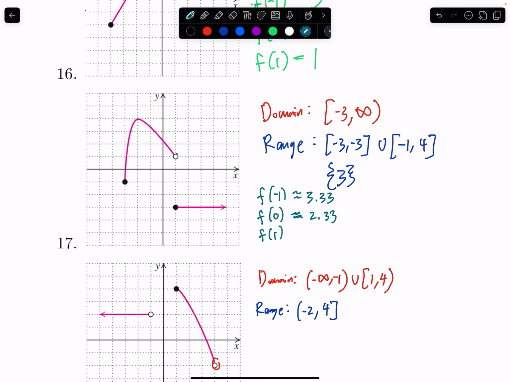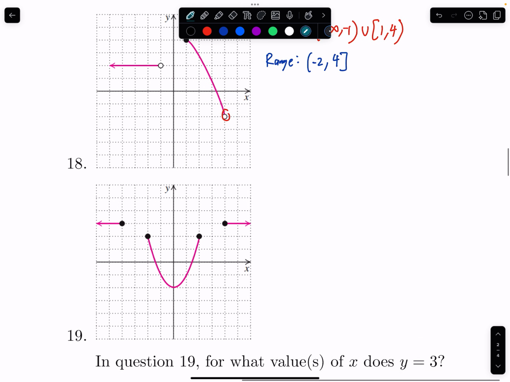And f of 1 at 1. Oh, this is a good question. So at 1, do I take the open circle or the closed circle? I want the closed circle because that's the one that's actually equal to. And that looks like exactly -3. So that's that.